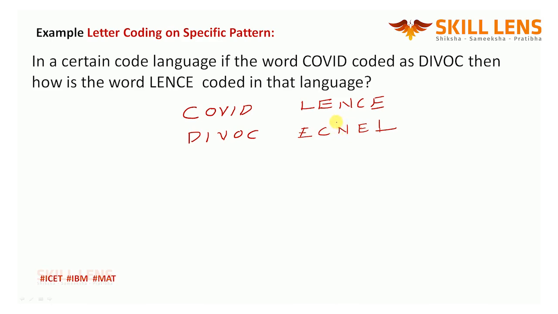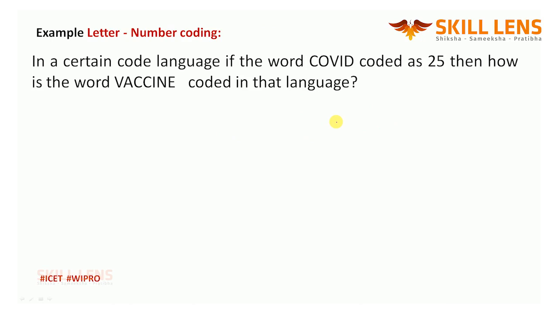Guys, in coding and decoding, the best way is, first, the place position of alphabets. Second, observation is very, very important. Definitely you can crack the question. If you don't understand the pattern, definitely it will take a lot of time. The only way is what? Practice, practice, practice.